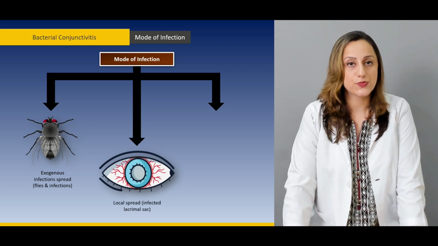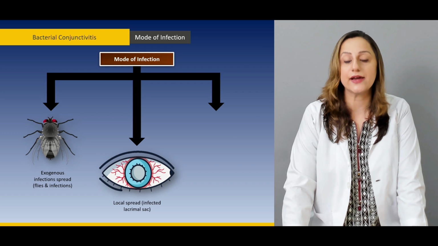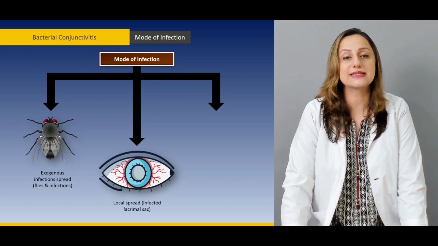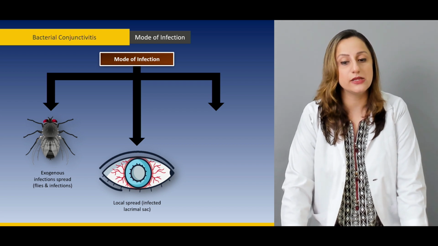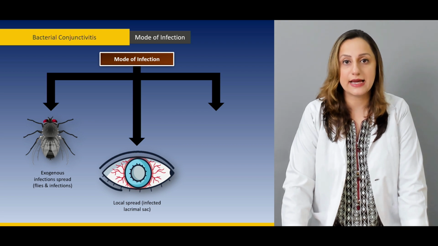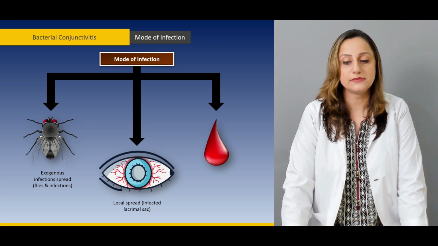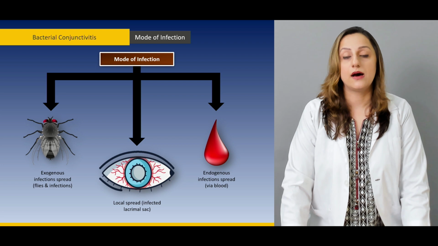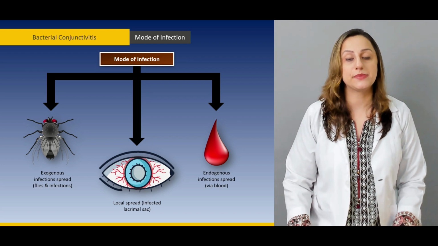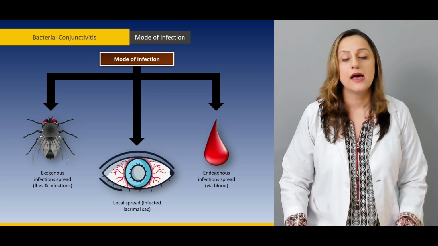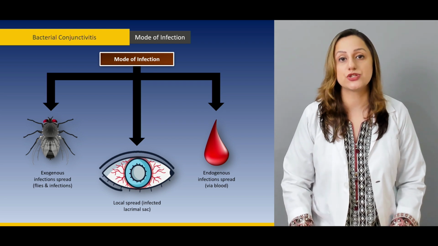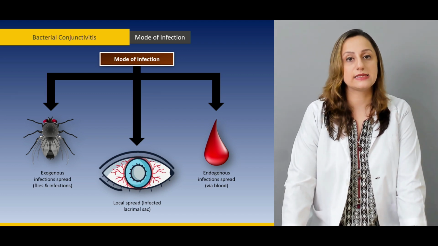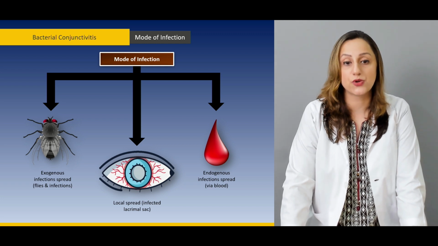Then we can have the local spread, which is basically from an infected lacrimal sac, or it can be from the nasal cavity or from the cranial cavity, or even skin infections can be transmitted as a local spread to cause this kind of bacterial conjunctivitis. Then obviously we have endogenous infectious spread from the other systems of the body, for example the genitourinary system. Sometimes urethritis and these conditions can manifest secondarily as bacterial conjunctivitis in patients who are suffering from Neisseria gonorrhoeae.